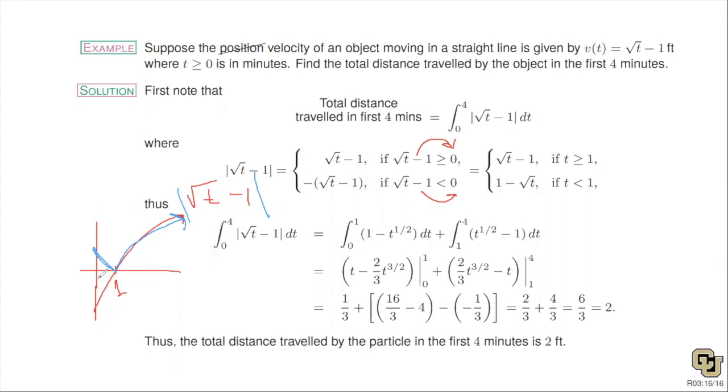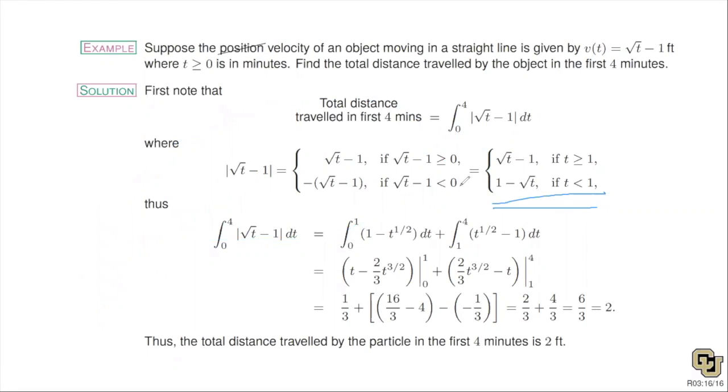So from 0 to 1, you see it's the negative of root t minus 1. And for t bigger than 1, it's just the regular function root t minus 1. So that's how I'm able to get to this definition. I think maybe using the graph is the easiest way.